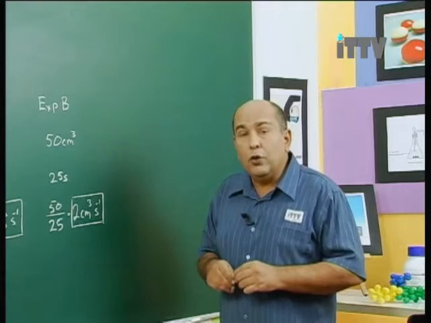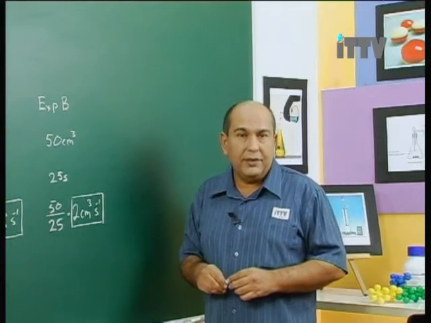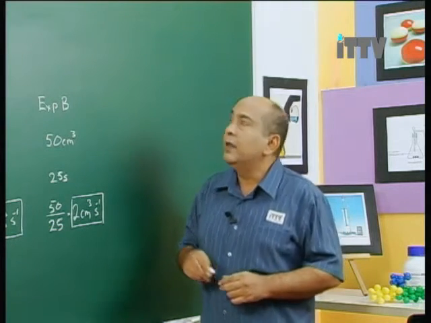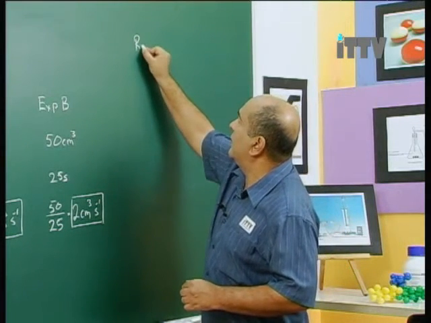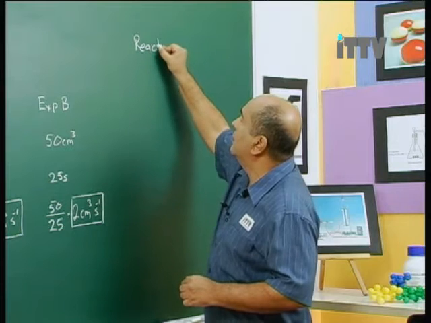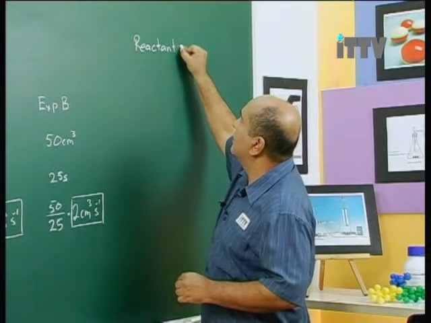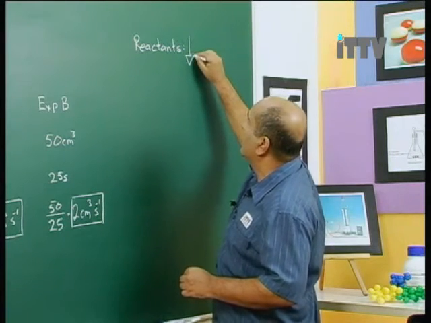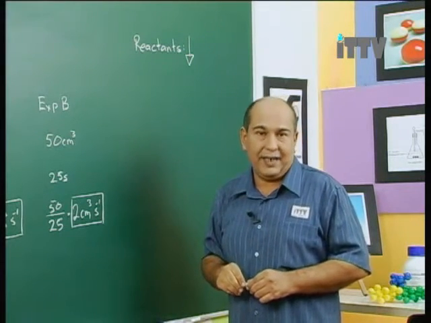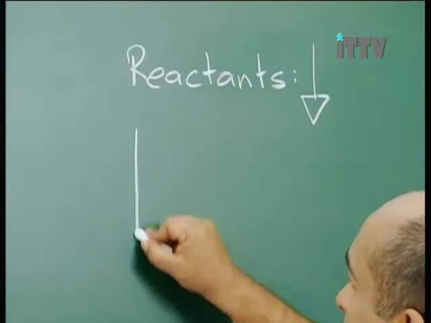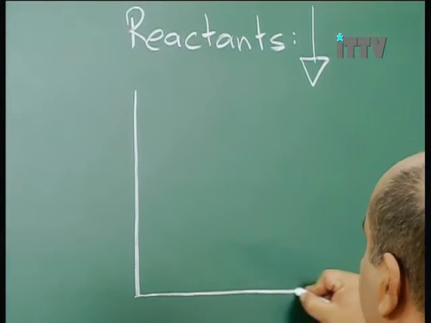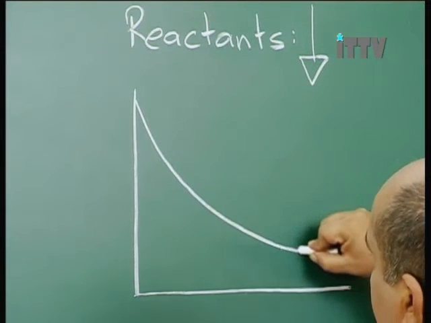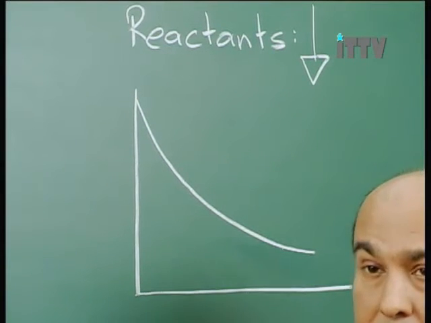So, when we look at graphs for reactants, remember the reactants are going to decrease in time. So let's put that down here. These are our reactants. And remember, the reactants are going to become less with time. So your typical graph for reactants should look something like this, a curve that's coming downwards.